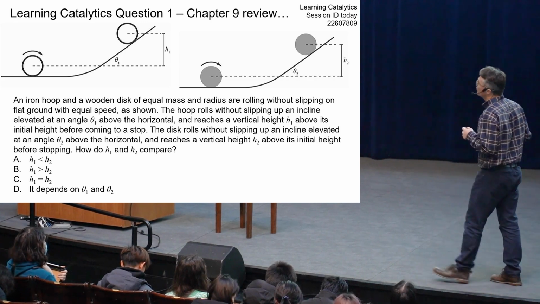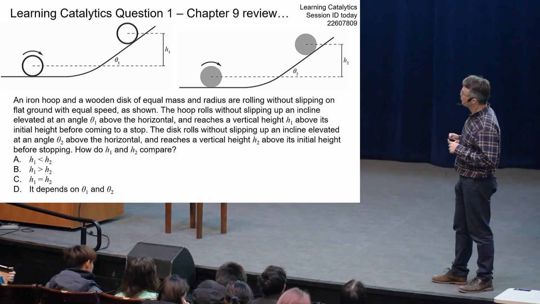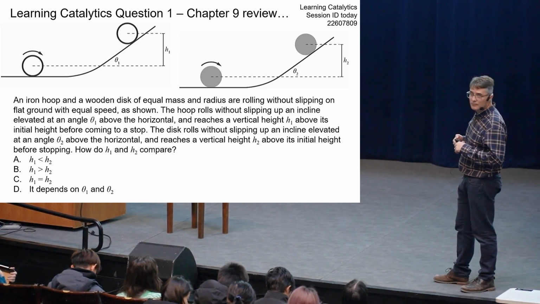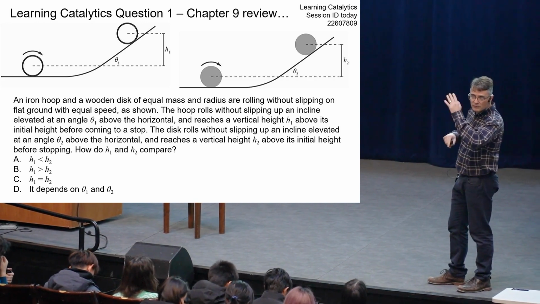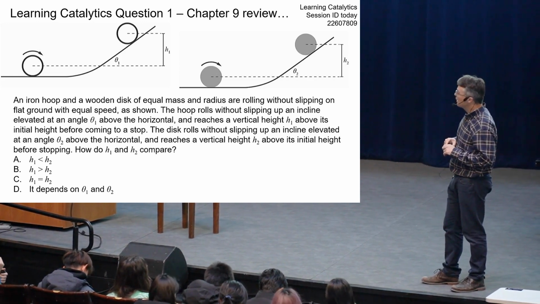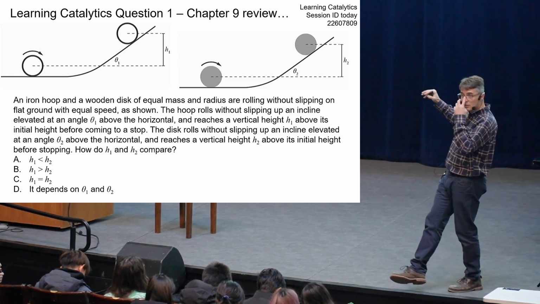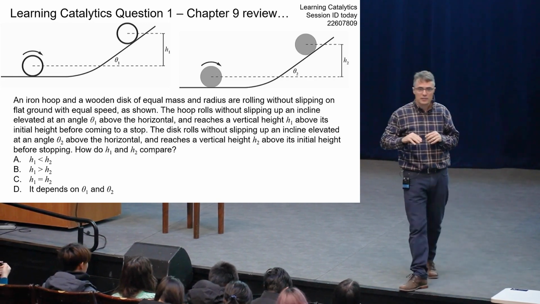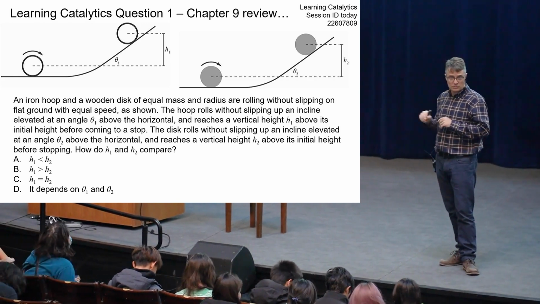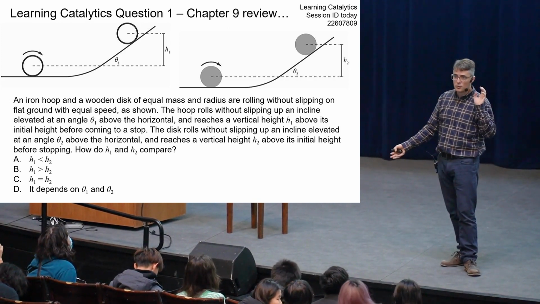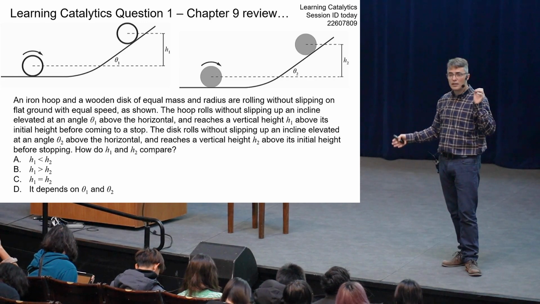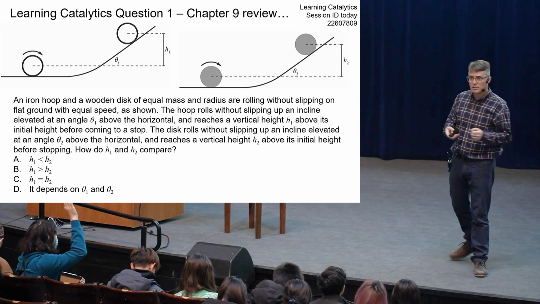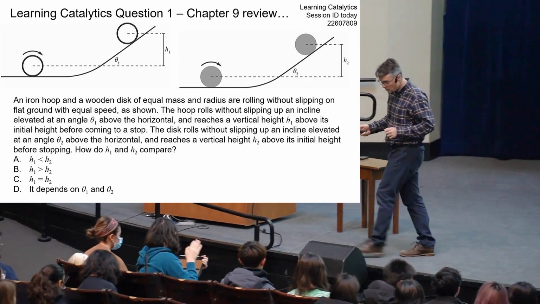So we'll read it out. An iron hoop and a wooden disc of equal mass and radius are rolling without slipping on the flat ground at equal speed. The hoop rolls without slipping up an incline, elevated at an angle θ1 above the horizontal, and reaches a height h1 before it stops. The disc does the same thing, except it goes up a different angle, θ2, and gets to a different height, h2. So the question is, how do those heights compare? Is h1 less than h2? Is h1 bigger than h2? Are they equal? Or does it depend on these angles?